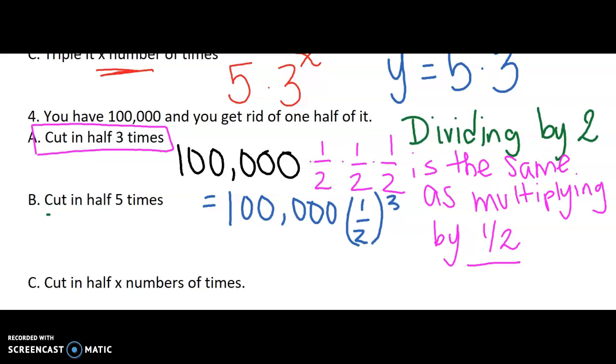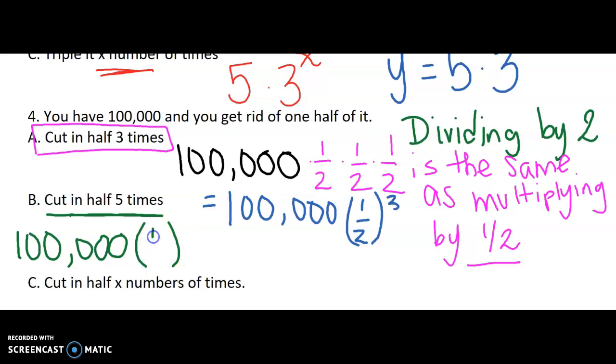Let's talk about B. Cut in half 5 times. So again, we're starting with 100,000. Notice that I always put the start first. That's very important. And this time I'm multiplying it by 1/2 because I'm cutting it down by half, and I'm doing that 5 times like that. So that would give me the number.